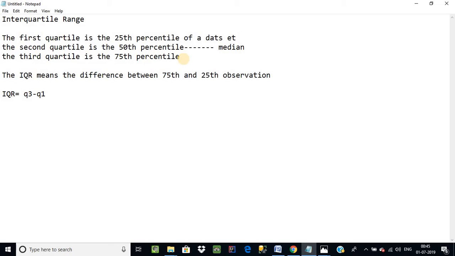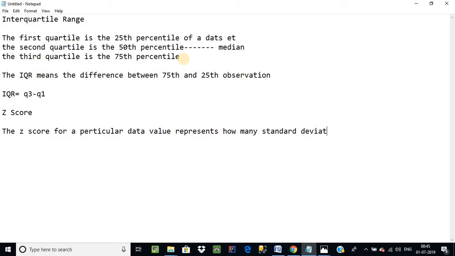So now I will discuss another important concept that is termed as z-score. So what does z-score actually mean? The z-score for a particular data value, please don't mind the street dogs barking here, represents how many standard deviations the data value lies above or below the mean. So this is termed as a z-score.